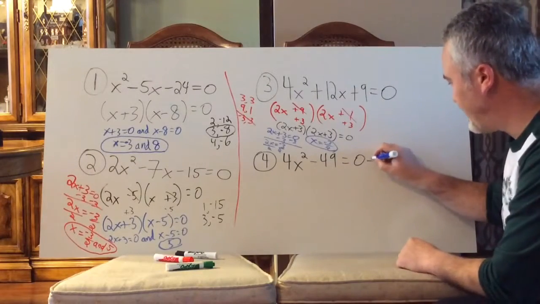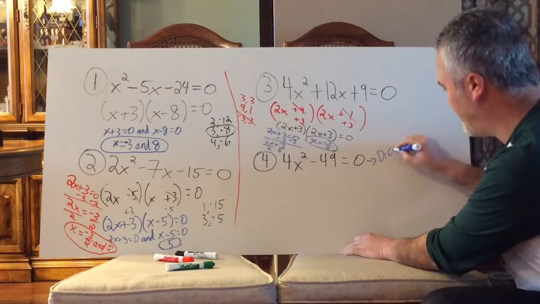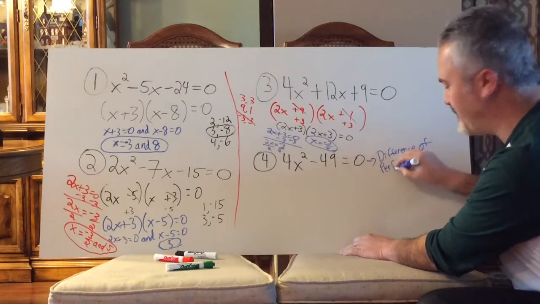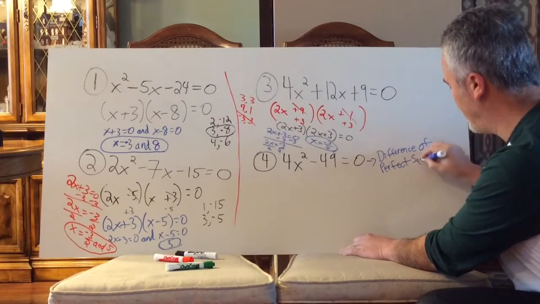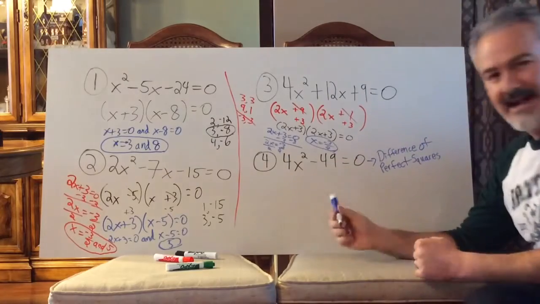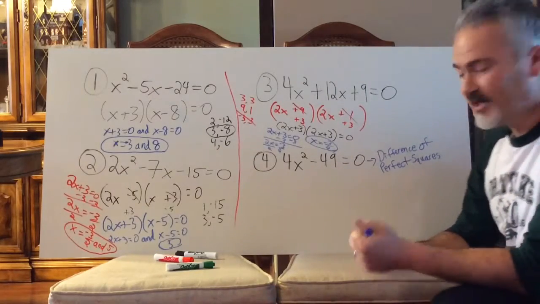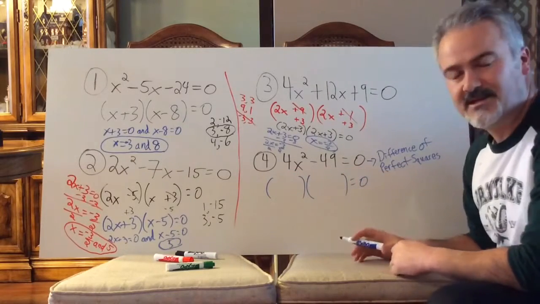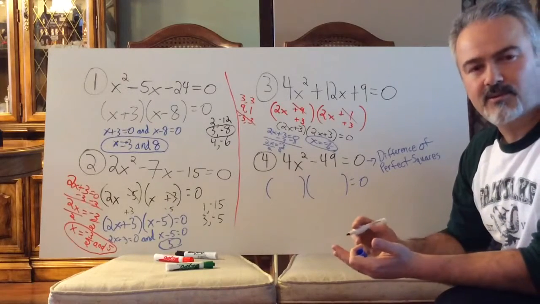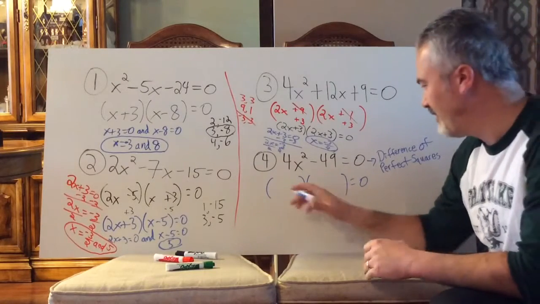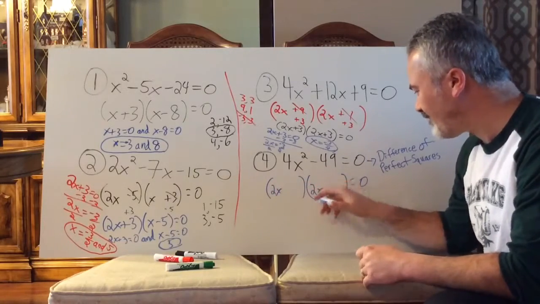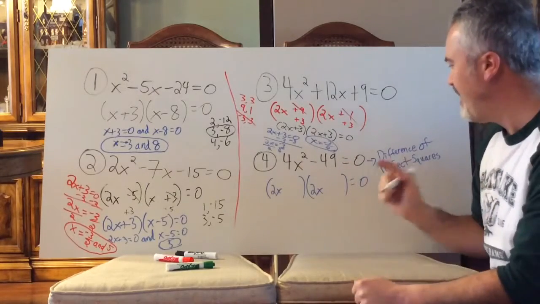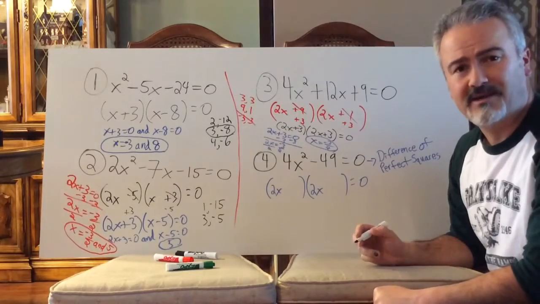So actually, this is technically called the difference of perfect squares, and again, I know that because 49 is a perfect square and so is 4x squared. So when I go to my parentheses, I take the square root of both. Well, the square root of 4x squared is 2x. And that goes with what we've been doing before. 2x times 2x is 4x squared, so that part's good. And then if you look at the 49, the square root of 49 is 7.